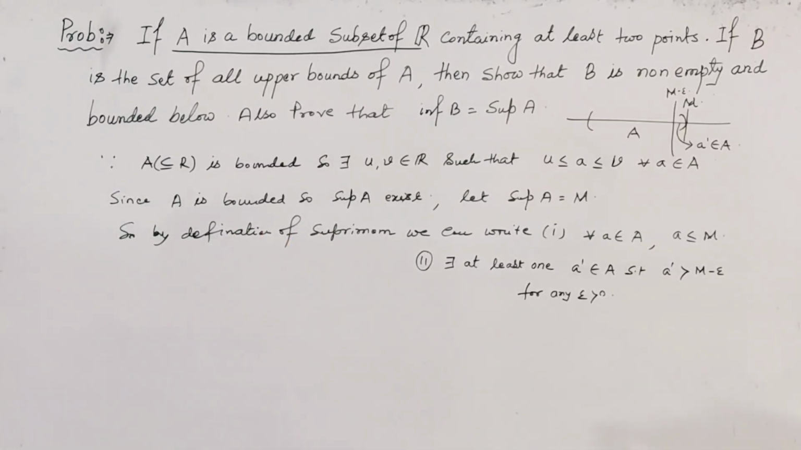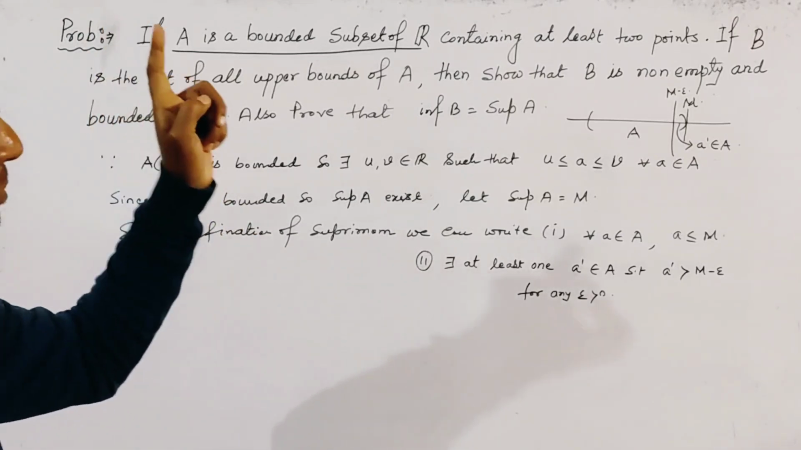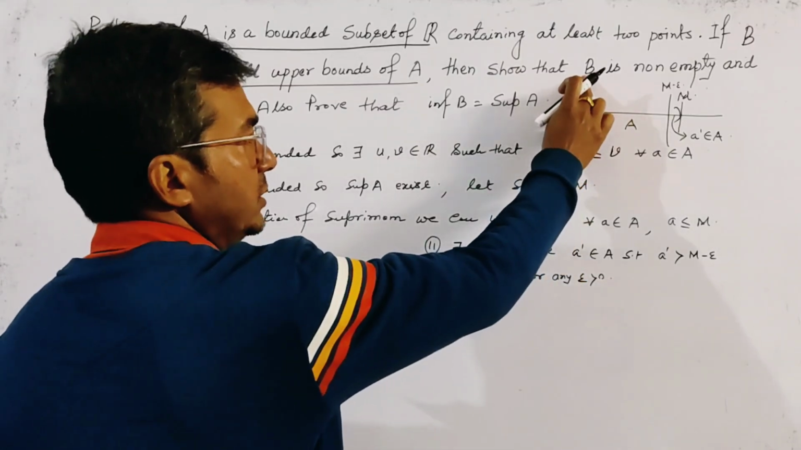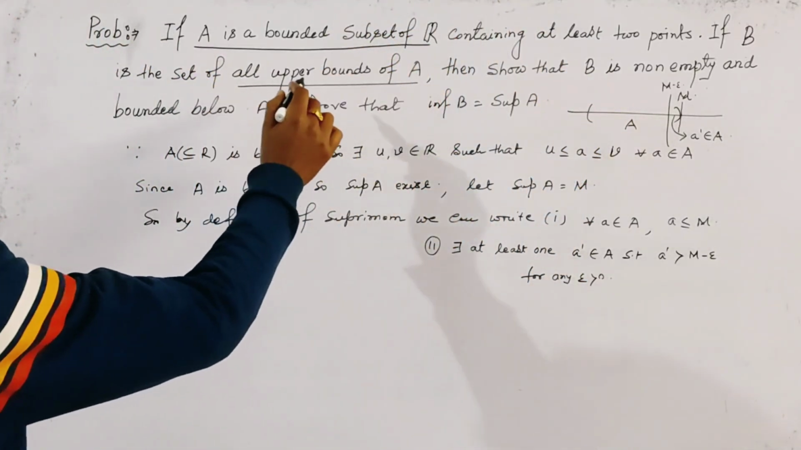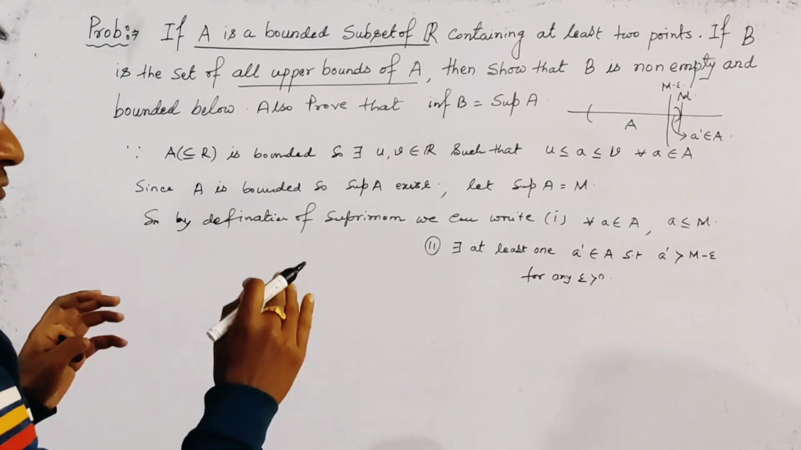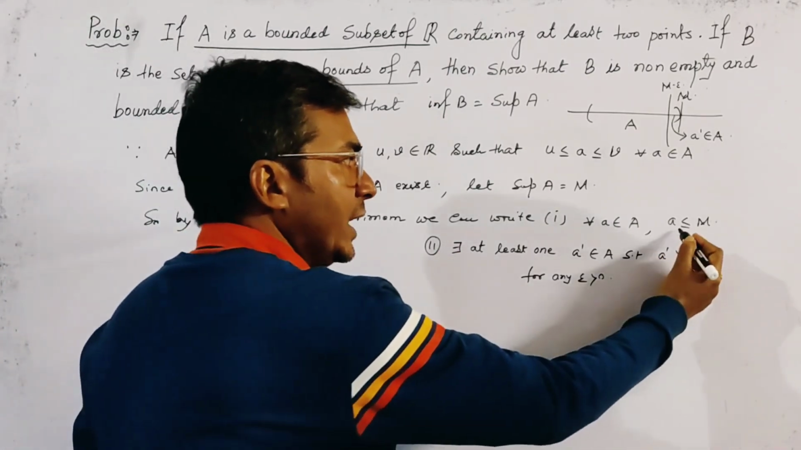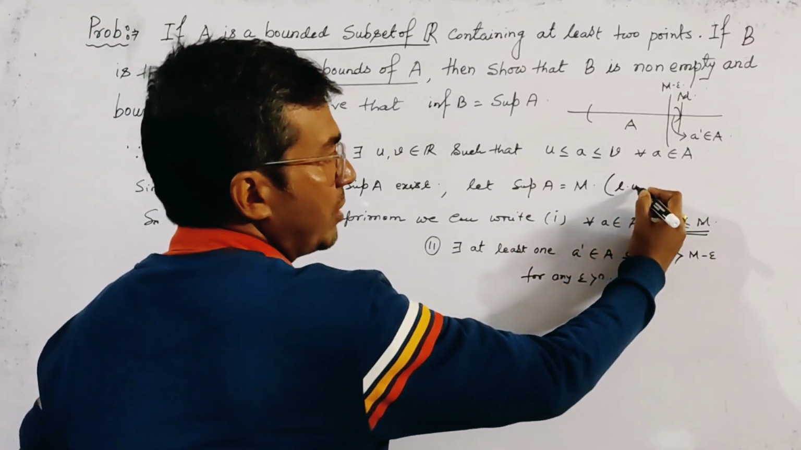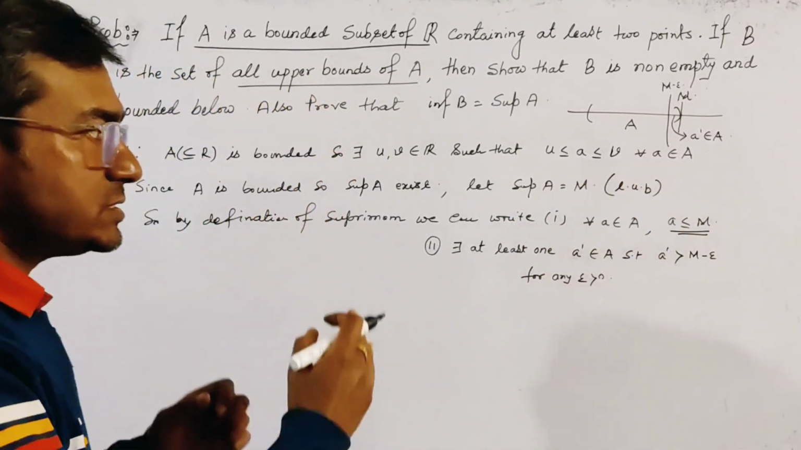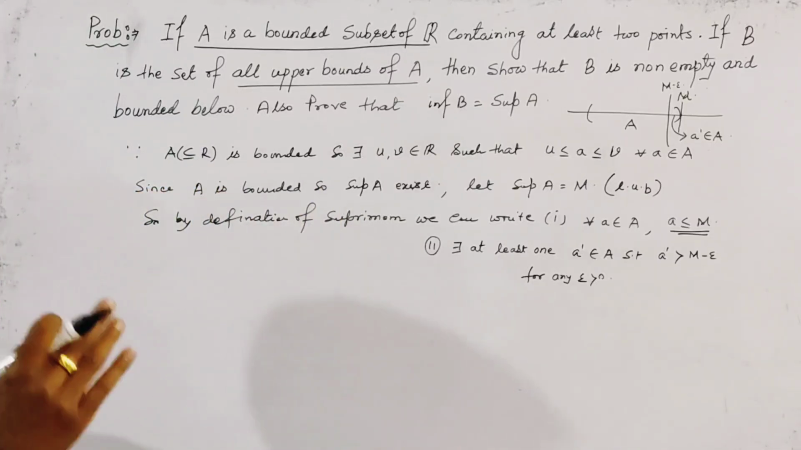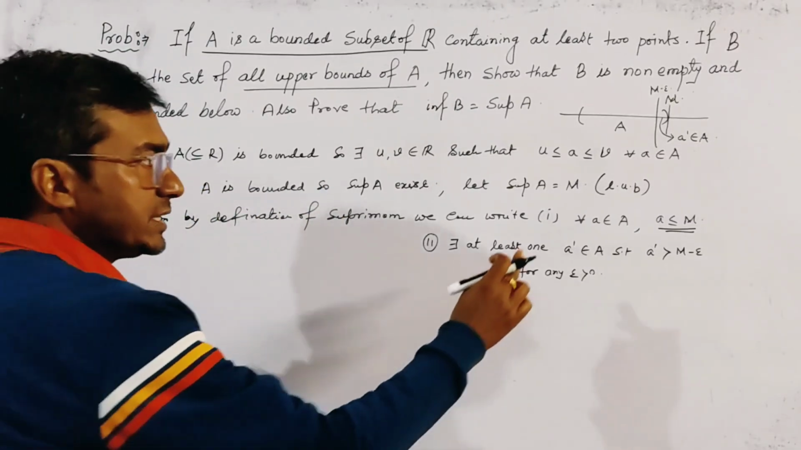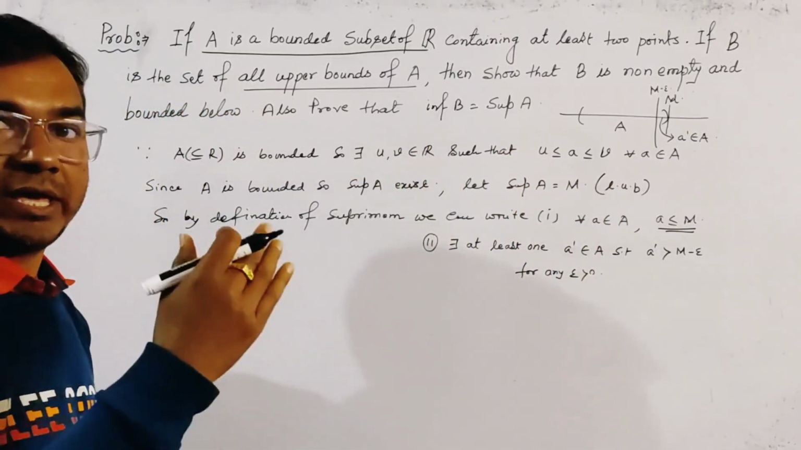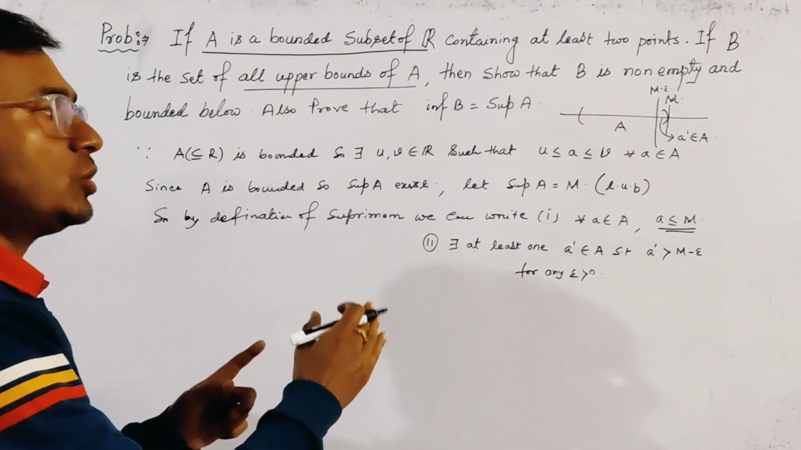Now we have to show that B is non-empty. Here we first define the set B. The set B is the set of all upper bounds of A. And from the definition of supremum, also known as least upper bound, LUB, we know that since M is the least upper bound of A, any number greater than M is also an upper bound of A.